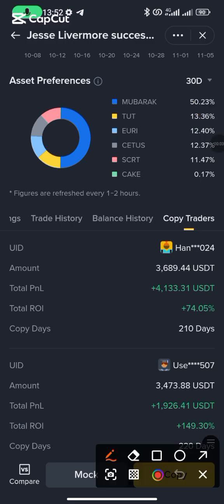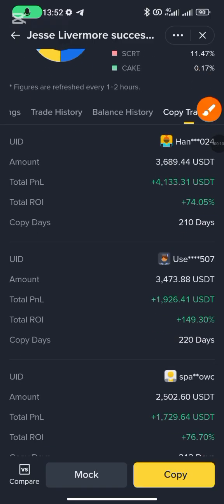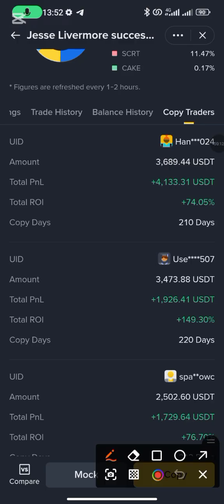People that copied this particular trade made about 74% of their total copy amount. Now look at the second trade initiated by the same person. People that copied this trade made about 149% of the total ROI. And look at the total PNL, just copying a particular trader.